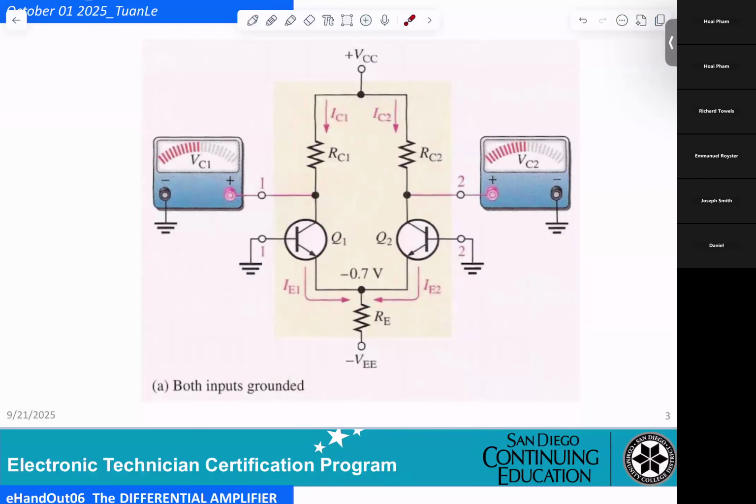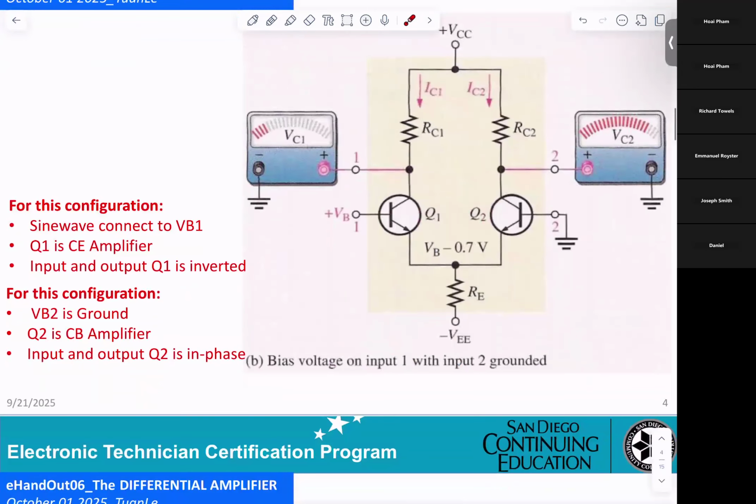Now, if you see this here, this one they grounded, this one they grounded. That means the bases of Q1 and Q2 are grounded. And using the meter, you measure the output of Q1, which tells you the voltage here, and the output of Q2, same thing, voltage here. If both inputs are grounded, whatever voltage here and voltage here will be the same.